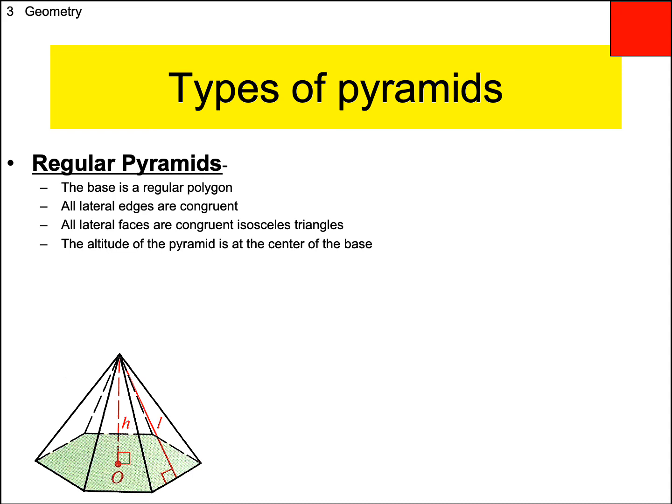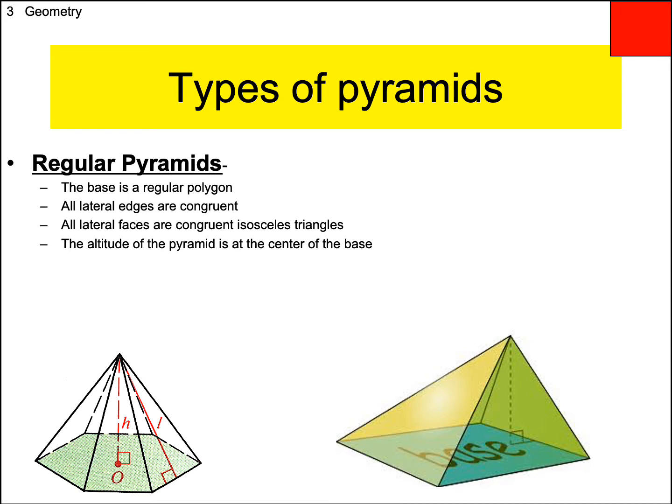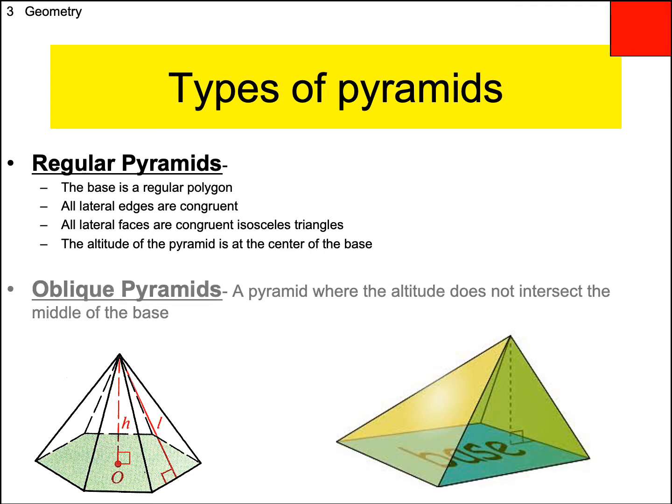We also had regular prisms, remember? What was the other type of prism we had? Now, for those of you that remember, that was called an oblique prism. Well, we have the same thing for pyramids. Notice here, those triangles are not the same size. Notice the altitude or the height of the pyramid doesn't come from the center of the base. And then notice that the lateral edges would not all be congruent. We call this an oblique pyramid, okay? For construction, most of the time you'll see regular pyramids. You will not see oblique pyramids.